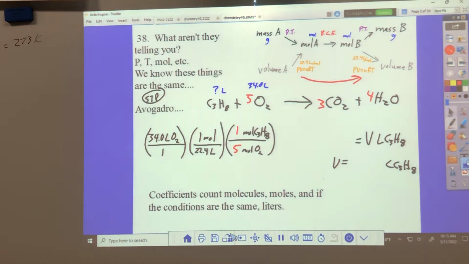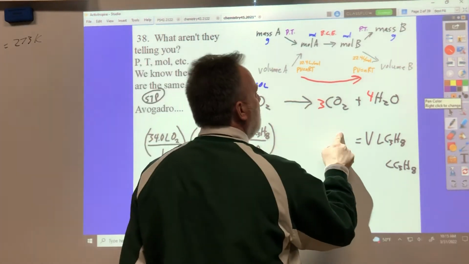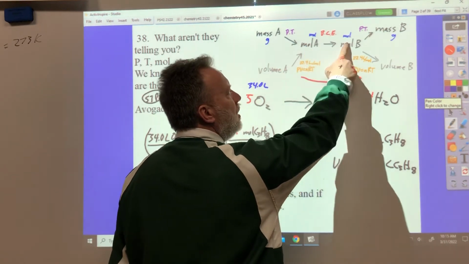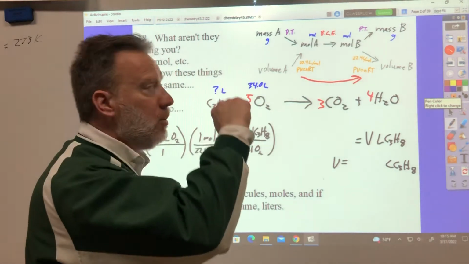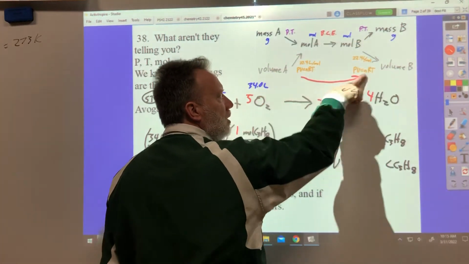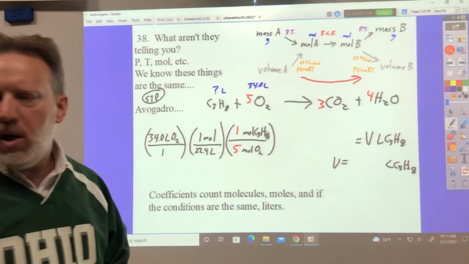Now, if you look at what I'm doing here, I'm going liters to moles to moles to liters. That's my plan. Turns out you can go straight through there. And then I got to convert moles of propane to liters of propane.